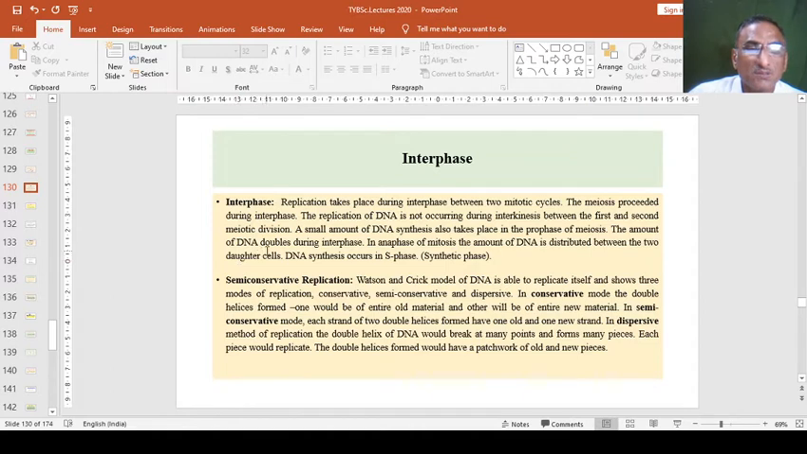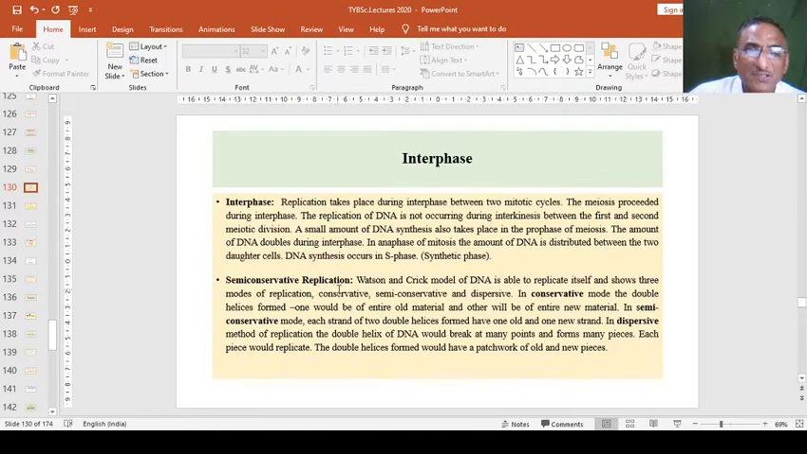The amount of DNA doubles during interphase. In anaphase of mitosis, the DNA is distributed between the two daughter cells. DNA synthesis occurs in S phase, therefore it is called the synthesis phase or synthetic phase.